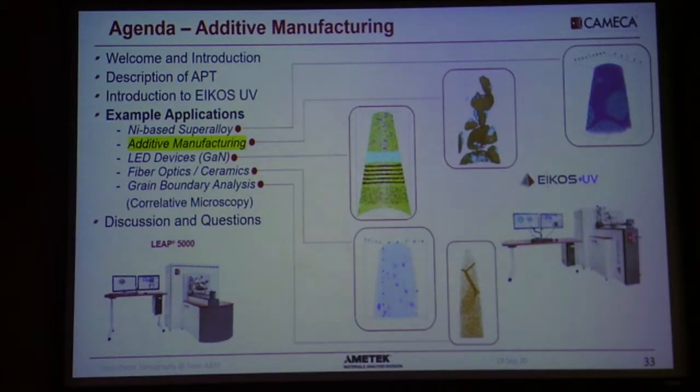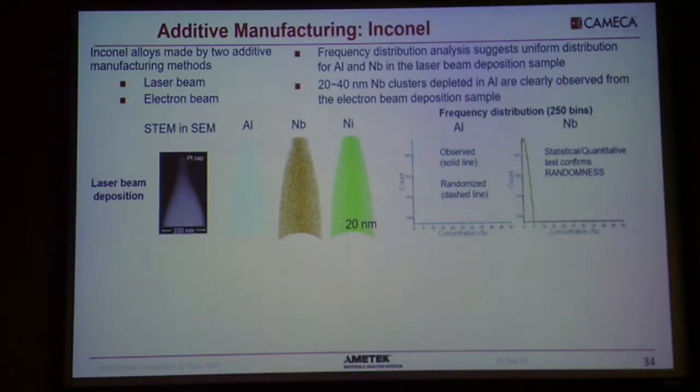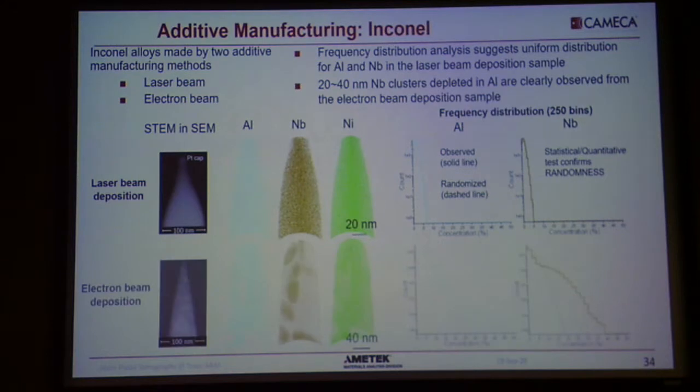Okay, let's talk briefly about additive manufacturing. Here we wanted to compare laser beam deposition with the electron beam deposition method for additive manufacturing. And what we could see here is that already visually, when you compare the laser beam deposition to the electron beam deposition, you could see on the FIB image that there's some non-uniformity or non-homogeneity here, but that could be just visual.